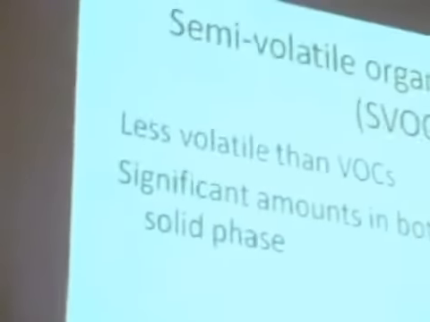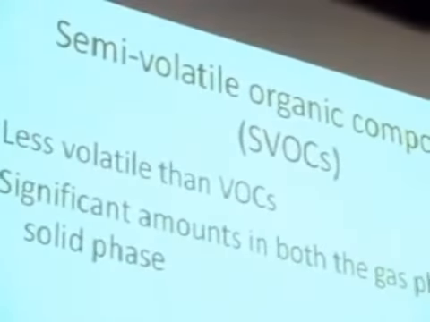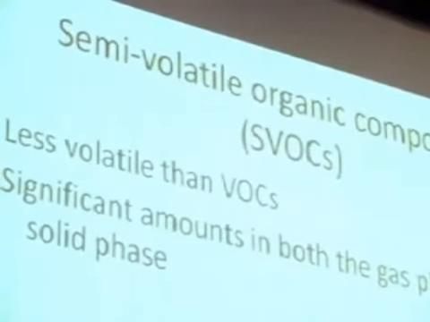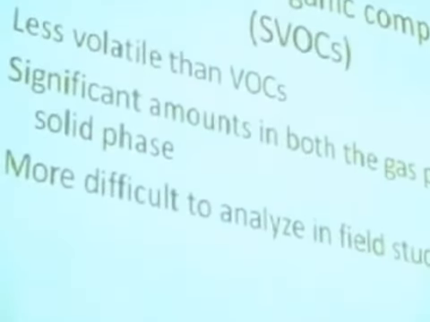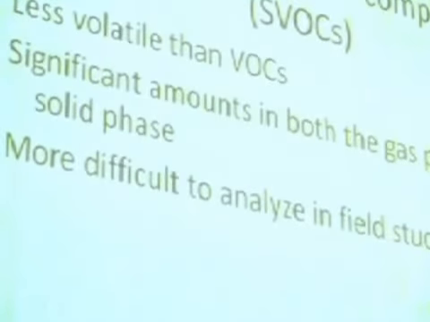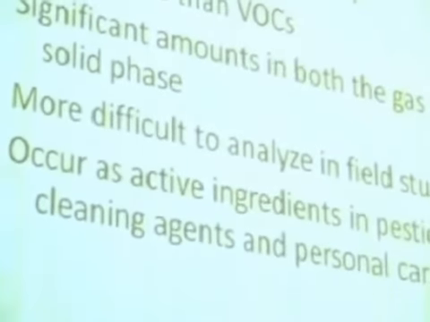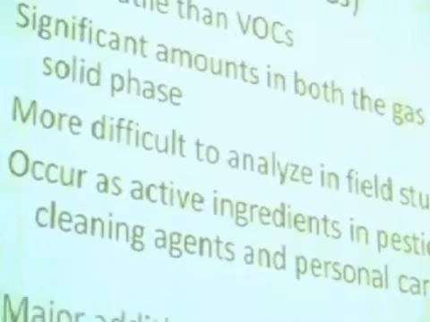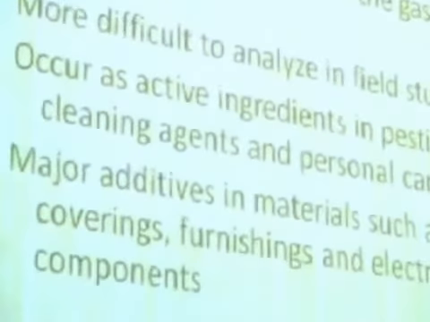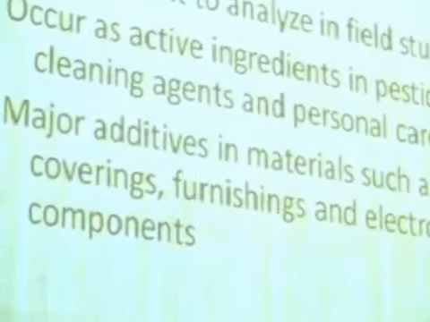Semi-volatile. As I said, they're just less volatile than volatile organic compounds. So there's significant amounts in the house, some of it in a gas phase, some of it in a solid phase. So that's more difficult to analyze. You need a different technology. So if someone comes into your home and measures the chemicals, they're probably not even measuring these. They occur as active ingredients in pesticides, cleaning agents, personal care products. They're major additives in materials such as floor coverings, furnishings, electronic components. So especially the fire retardants, they're by law, and it's a good idea to, if your house catches fire, that it burns more slowly so you have a chance to get out, etc., etc.